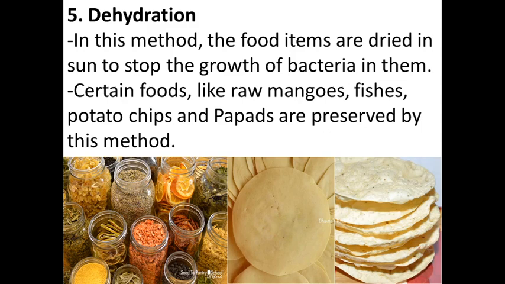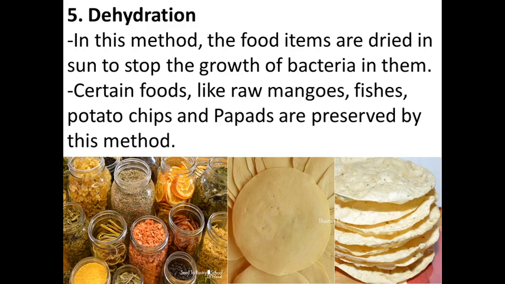So drying means what? With the help of sunlight we can dry things. Otherwise we can use machines, but sunlight is useful because buying a dryer is not possible for all. So keeping the food items in sunlight and drying them is known as dehydration, removal of water from food items with the help of sunlight to stop the growth of bacteria, to stop the growth of microorganisms.